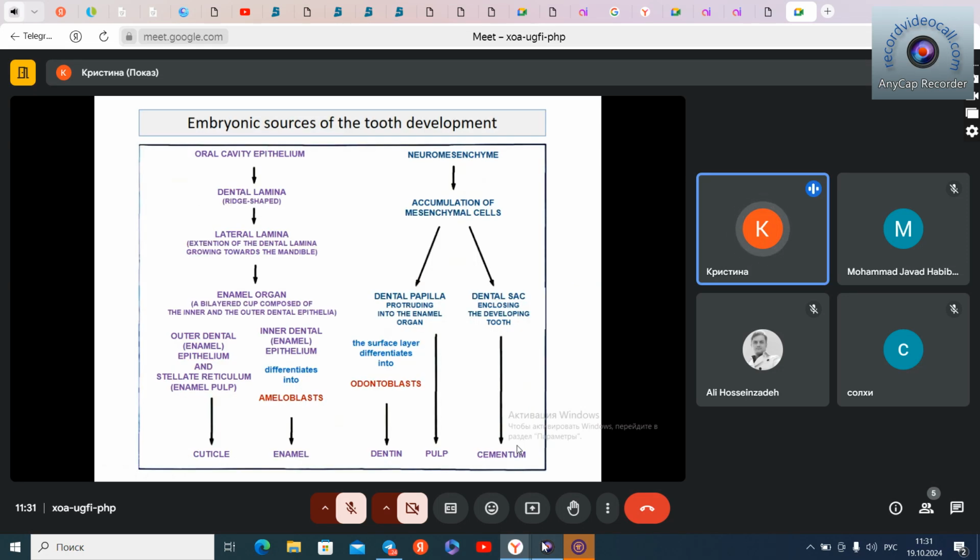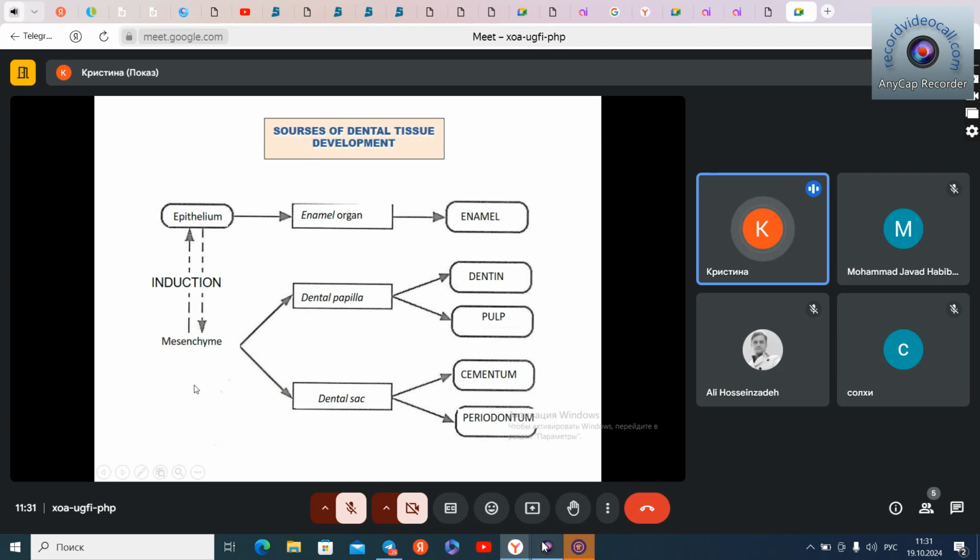Embryonic sources of development of the tooth include two sources: ectodermal epithelium, oral cavity epithelium derived from ectoderm, and neuromesenchyme, mesenchyme derived from neural crest. In mature tooth, only enamel is produced from the epithelial ectodermal epithelium, and other parts of the tooth, including dentin, cementum, and the pulp, they all develop from neuromesenchyme.